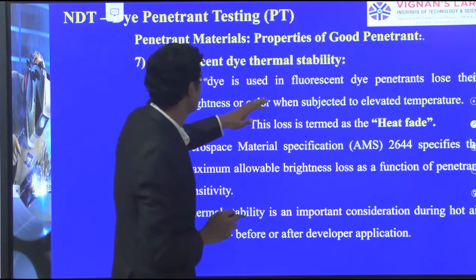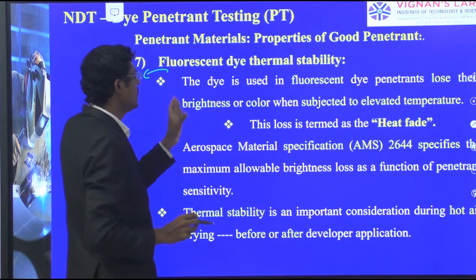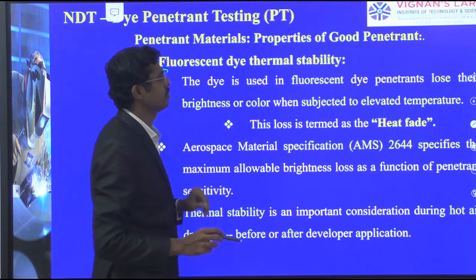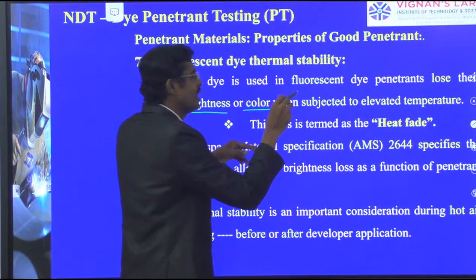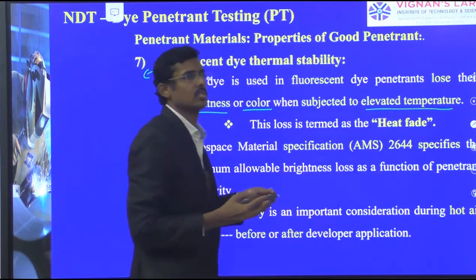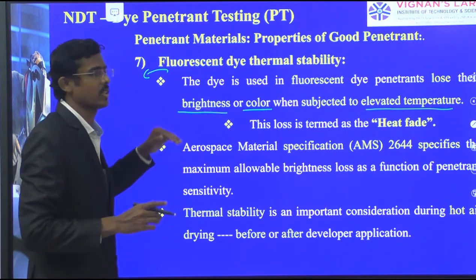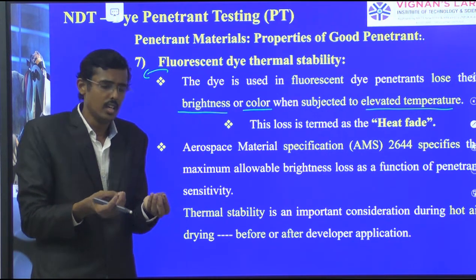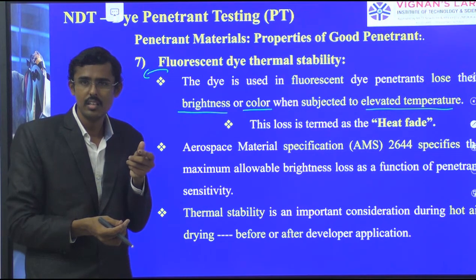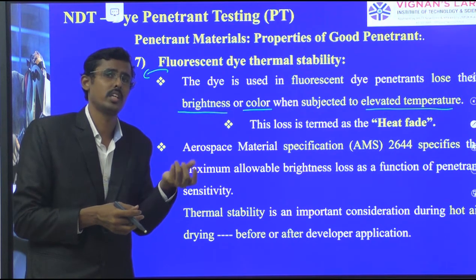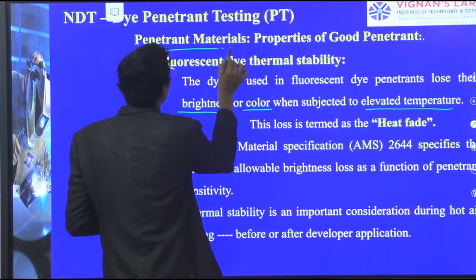We have seen about water washable, now we are seeing about the fluorescent thermal stability. The dye used in fluorescent type penetrant loses its brightness or color when subjected to elevated temperature. So when it is heated, it loses its physical properties such as color and brightness. If color and brightness are not there, a visual inspection cannot be done through our normal eyes. So we need red color, we need contrast, we need a fluorescent green. If those things do not hold for the penetrant, that is a penetrant property issue.